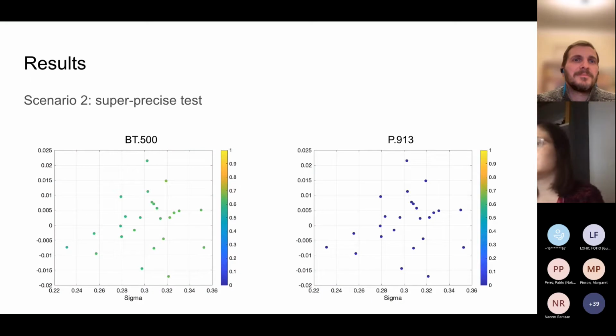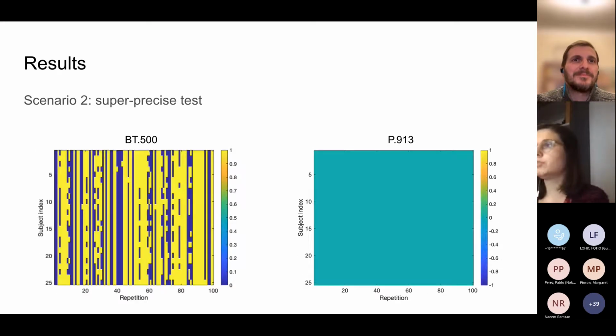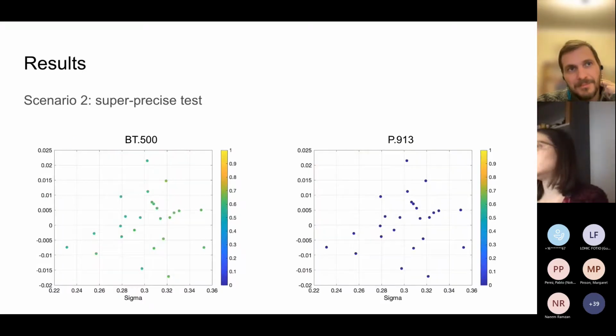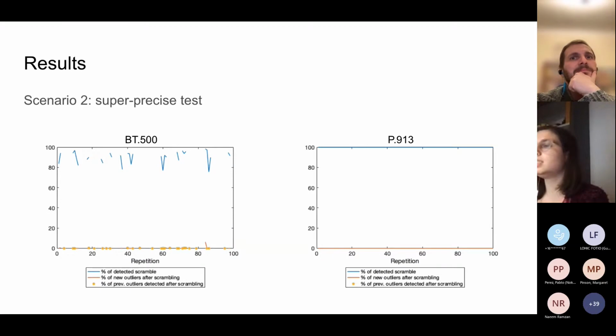Let's first check the sigma and the bias, and we see that there is no correlation between the sigma and the bias in both of them, but for P913 it is because no outlier is detected regardless of sigma and bias. And for BT500, there's always a 70% chance of being detected as an outlier, which is coming from the fact that in many of the repetitions, all of them were detected as outliers. And what we see in the results is that the percentage of detected scrambling is still not 100%, but is much higher than before, so it's between 80 and 100%.